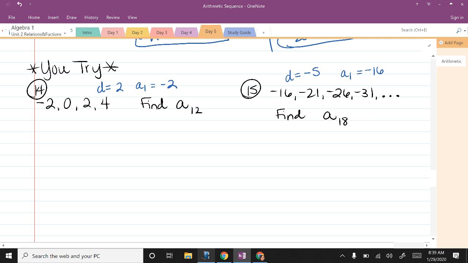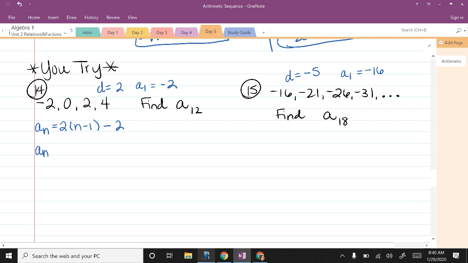Alright, y'all help me with number 14, pretty please. Do y'all agree that the common difference is positive 2 and that the A1 is negative 2? So I'm going to say A sub n equals what goes in for D? Times n minus 1 plus what? So I'm just going to write minus 2. Is that okay with everybody to start with?